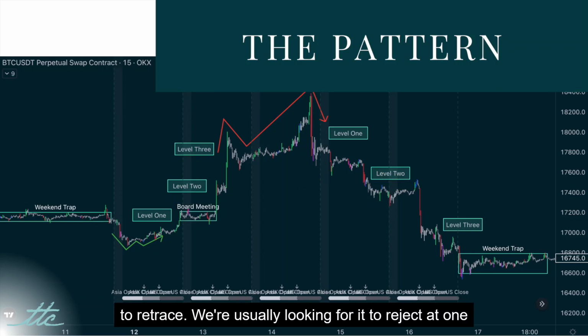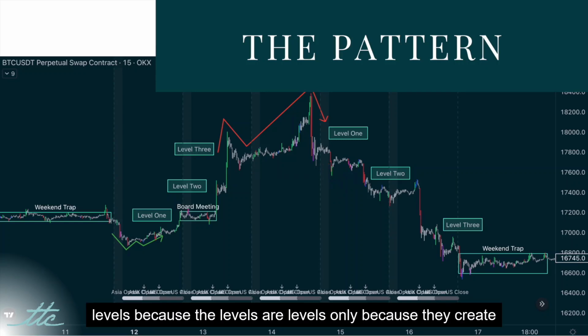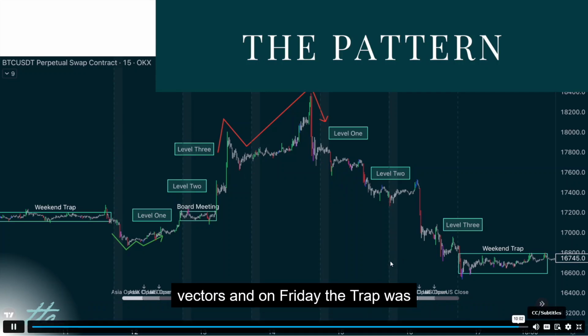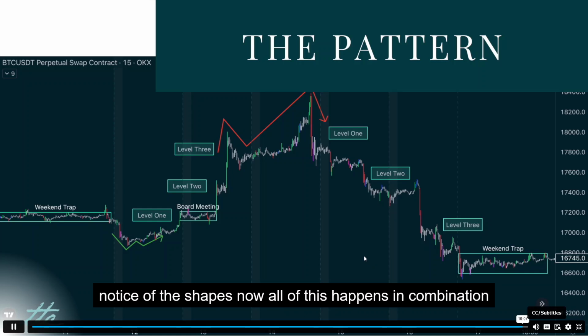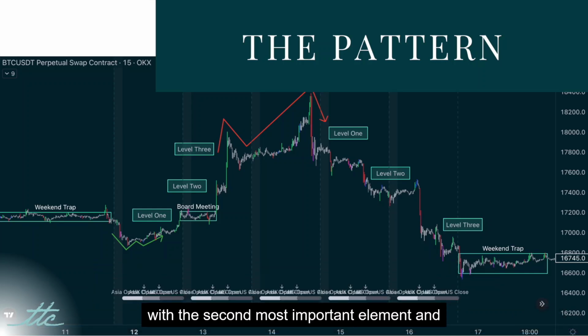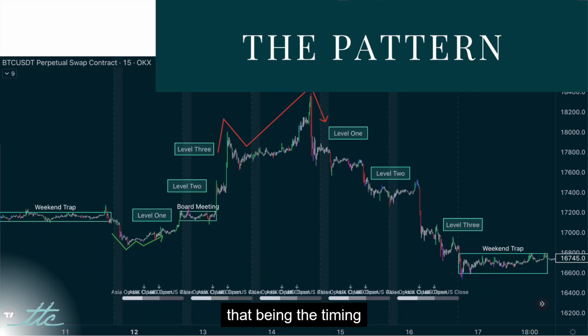If it does attempt to retrace, we're usually looking for it to reject at one of the vectors that was created during the levels, because the levels are levels only because they create vectors. And on Friday, the trap was issued into the week. We're going to zoom in on this shortly. For now, just take notice of the shapes. Now, all of this happens in combination with the second most important element, and that being the timing.